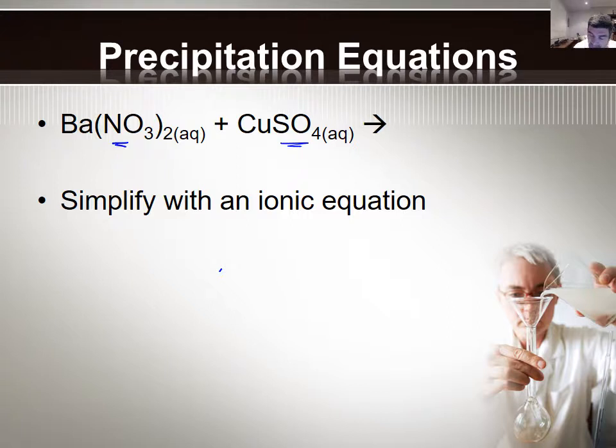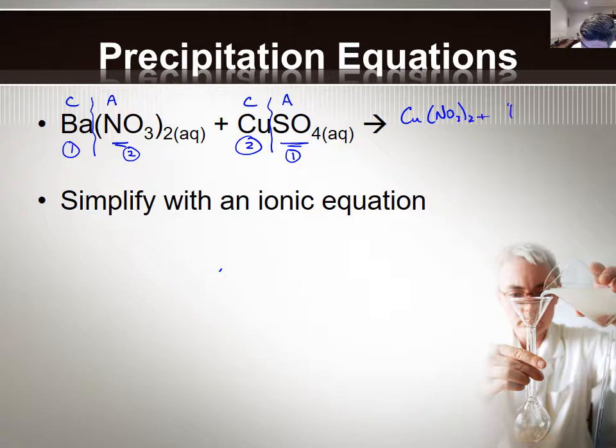When we mix them together, we're going to again look at what is the combination we're going to get. Here's a cation, here's an anion, here's a cation, here's an anion. So we just switch them, one and one here, and two here. And so we form our copper nitrate and our barium sulfate. And from the previous video, you'll remember that the barium sulfate is the precipitate. This is actually a white precipitate.